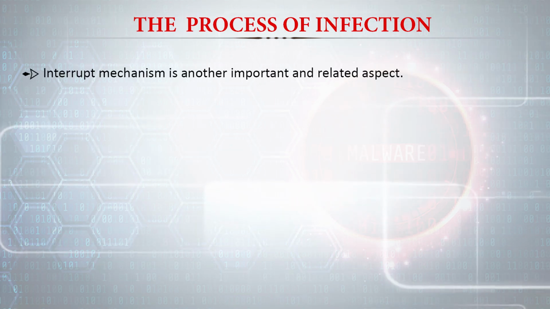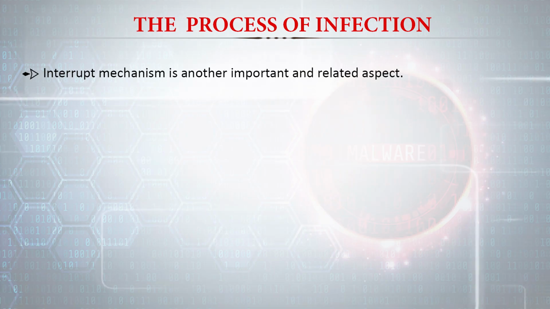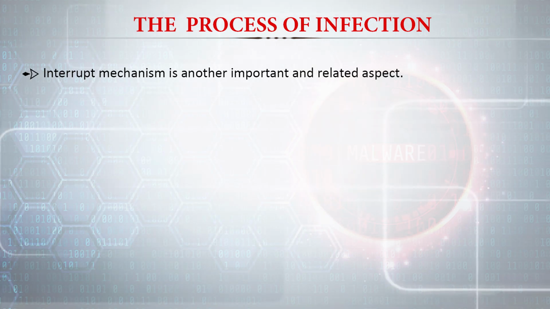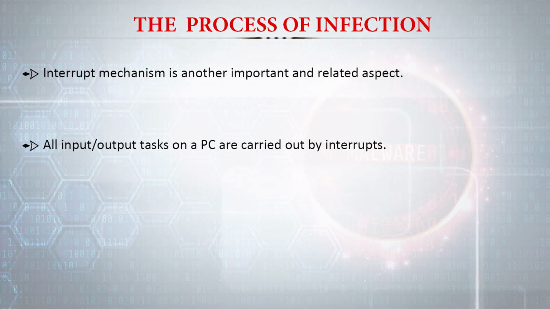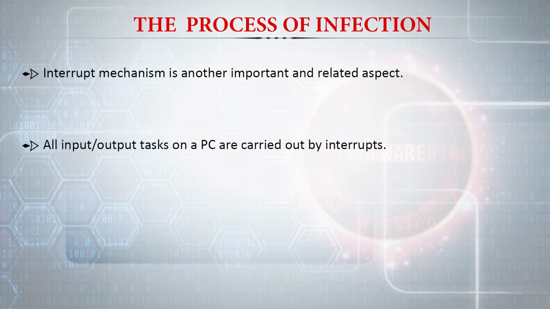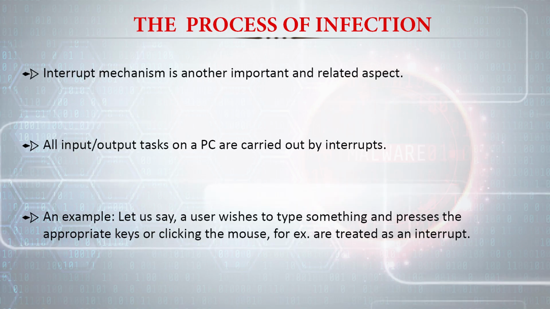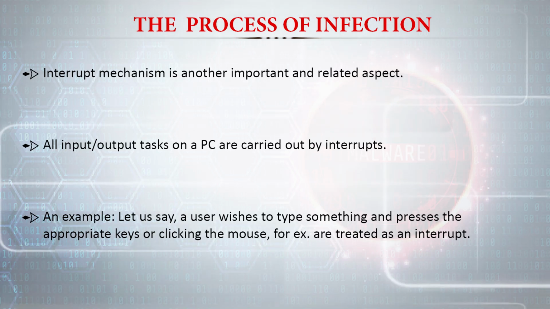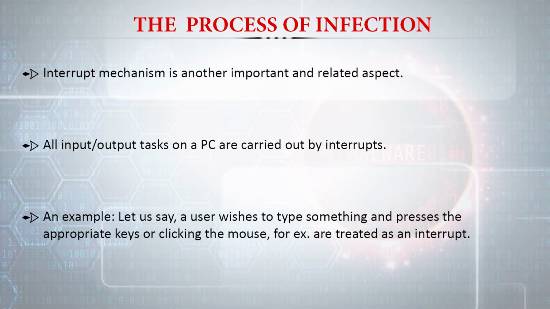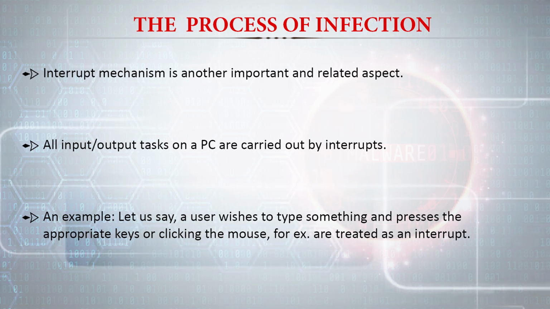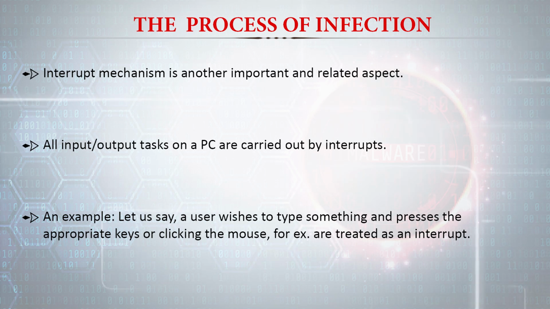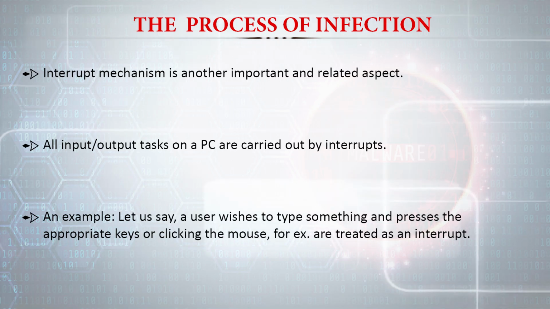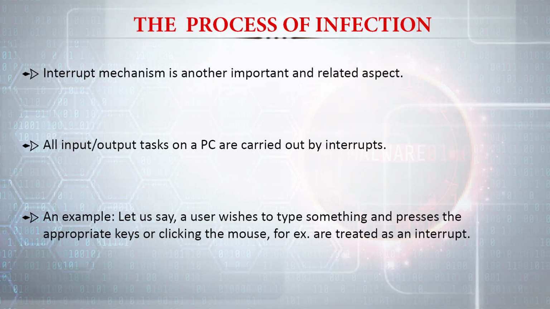The interrupt mechanism is another important and related aspect. To understand this, let's understand what an interrupt is. All input-output tasks on a PC are carried out by interrupts. A couple of examples: a user types something and presses the appropriate keys, or clicks the mouse; these are treated as interrupts. The moment you click your mouse or hit a key, an interrupt is automatically generated. Through this interrupt, the system is able to understand what action has to be taken now, or where the action has been initiated by the user.